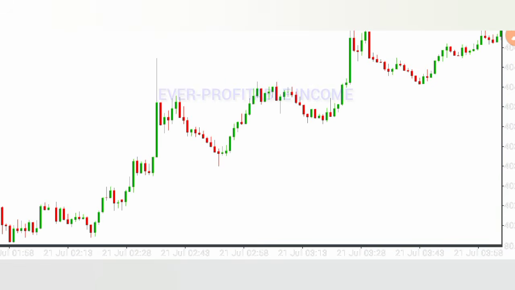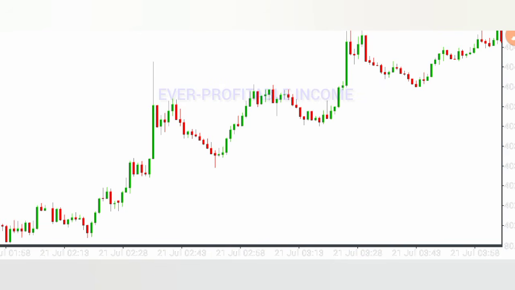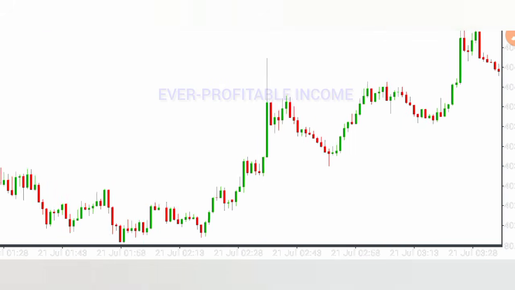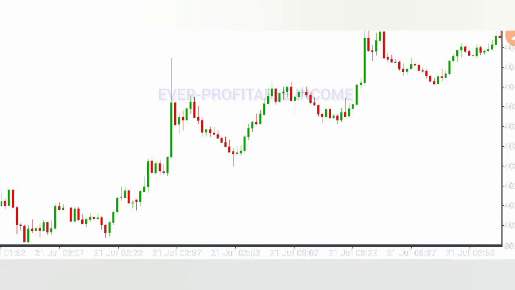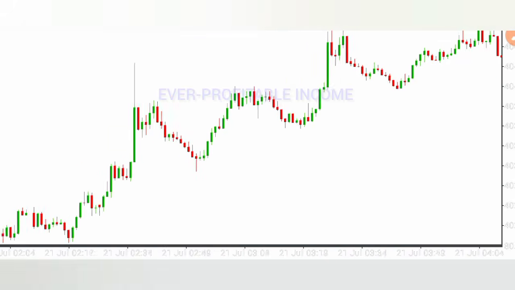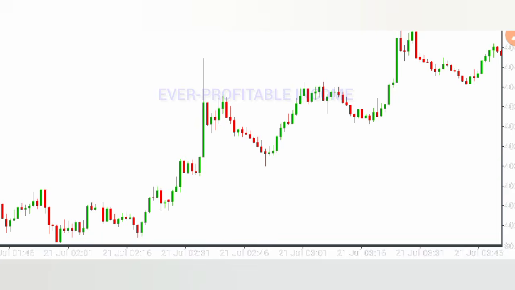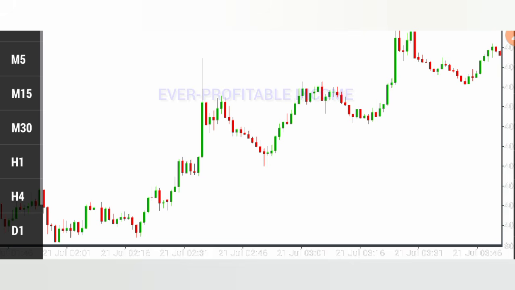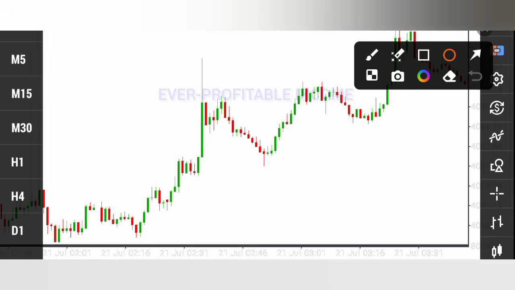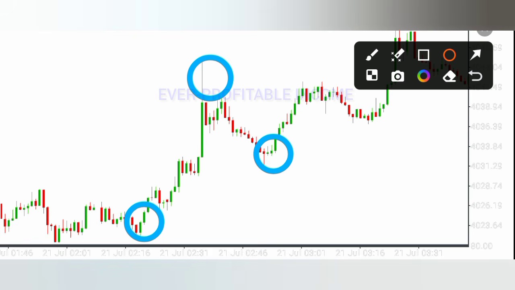Okay, so this is gold. Let's see if we can apply this on this trend. This is a strong bullish trend, guys, right? So if I were to get an entry when this trend started initially, this is a swing low and a swing high. You can see swing lows and swing highs.